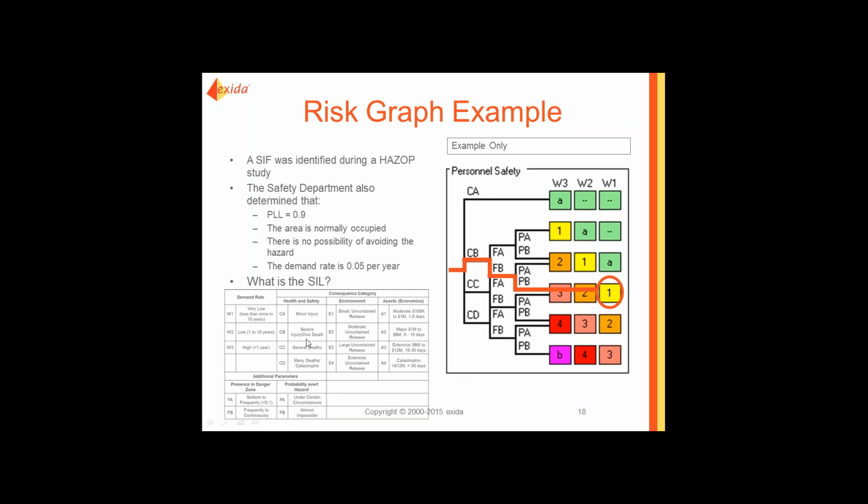CB, because we've said severe injury or one death, given by a PLL of 0.9. FB, meaning that it's frequently to continuously occupied. And PB, because it's almost impossible, there is no possibility of avoiding the hazard. And then our demand rate is 0.05, which is less than once in 10 years. So you can see it's a simple tool, and you can do that for personnel safety, then you can do it for environmental, and you can do it for assets.